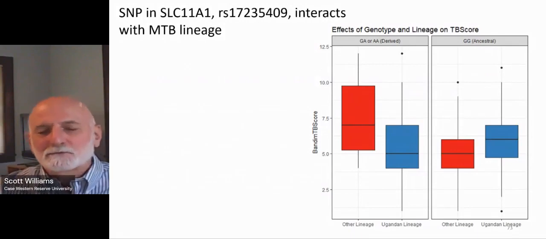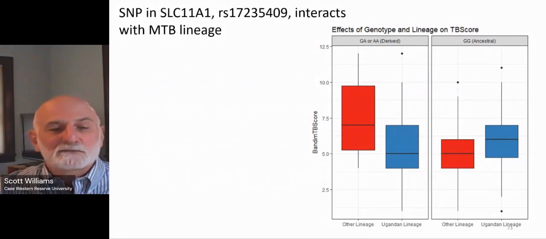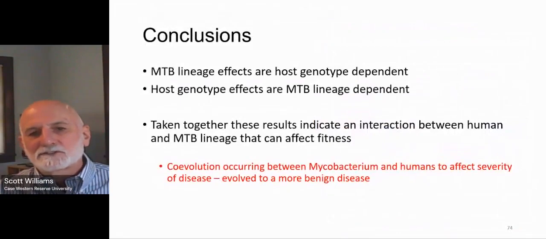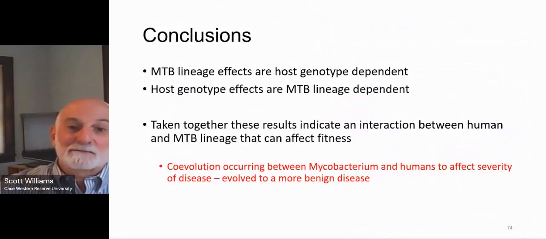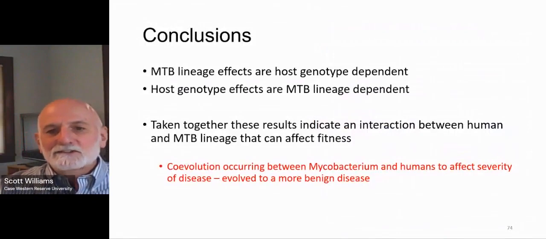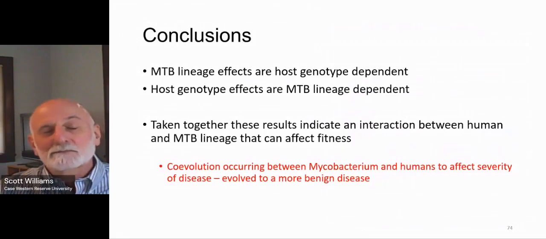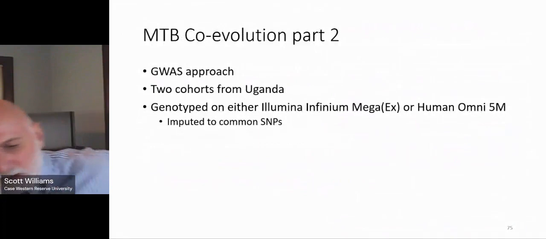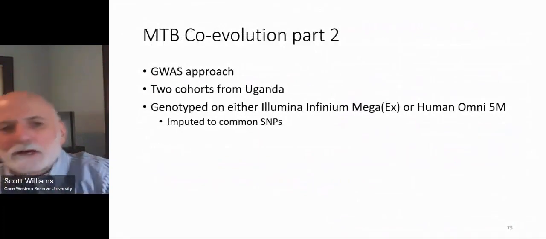And if you look at it, derived versus ancestral for both the lineage of the Mycobacterium and the alleles, it appears as if it's being driven by a coevolutionary phenomenon. So the Mycobacterium lineage effects are host genotype dependent, and the host genotype effects are Mycobacterium lineage dependent. Taken together, it really argues that coevolution has a predominant effect on the severity of tuberculosis.